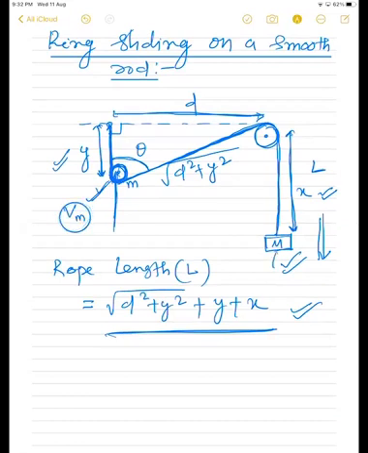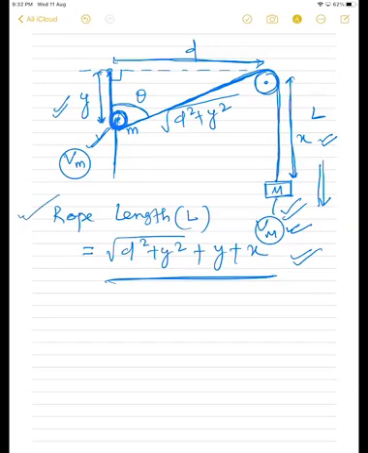And let the velocity of this block be capital M, right? How are they related? Yes or no, students? Correct? So see, this total length is remaining constant or not? Rope length is always constant. That is the main parameter for us, right?